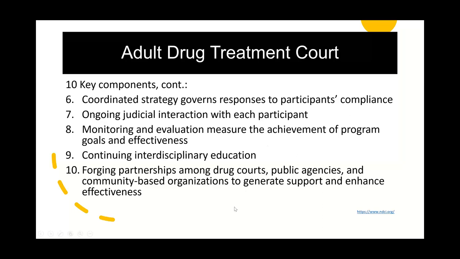The next one is ongoing judicial interaction with each participant. This is a huge diversion from your traditional case processing where you might see a judge once, maybe twice, and it might not be the same judge. And so ongoing judicial interaction is looking at the fact that the judge plays a really influential role on the entire criminal justice system and on each case and on each defendant or participant.